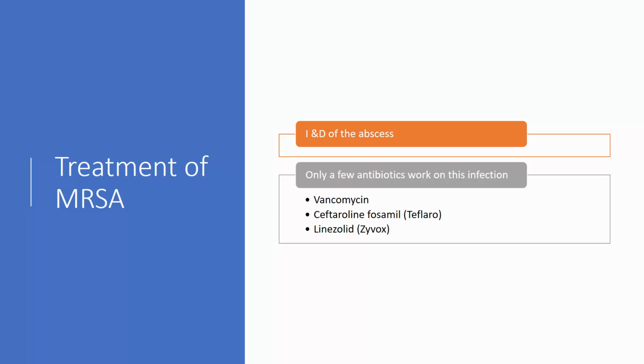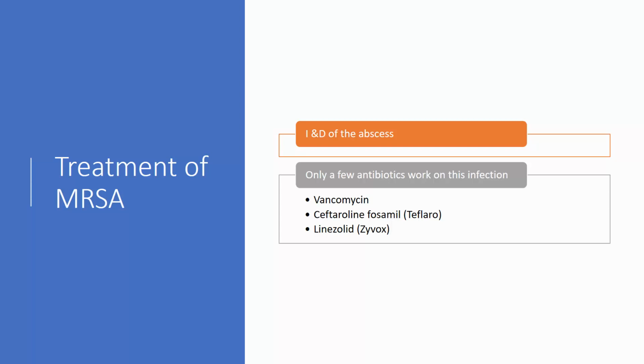I've listed 3 antibiotics that currently are what we use for an MRSA infection. Remember, with an MRSA infection, the main issue is it's resistant to a lot of antibiotics. So currently this is what we have to treat MRSA infections. You've probably seen these in the hospital setting.